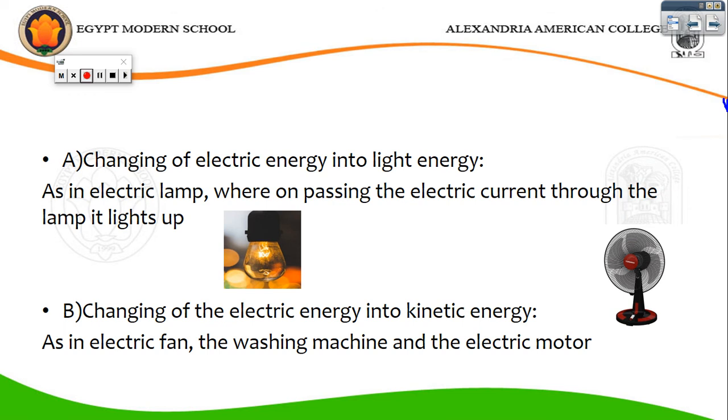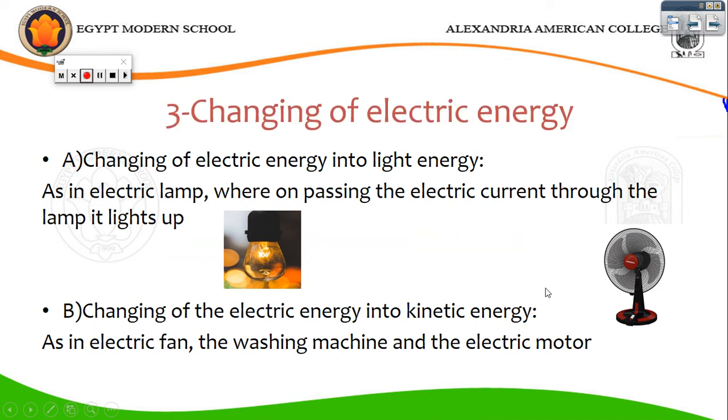Changing of electric energy into light energy, as the electric lamp, where on passing the electric current through the lamp. It's easy. Changing of electric energy into kinetic energy. Kinetic means motion. So what do I have at home, an electric machine that moves for me? The washing machine, the electric fan. This is the changing of electric energy.